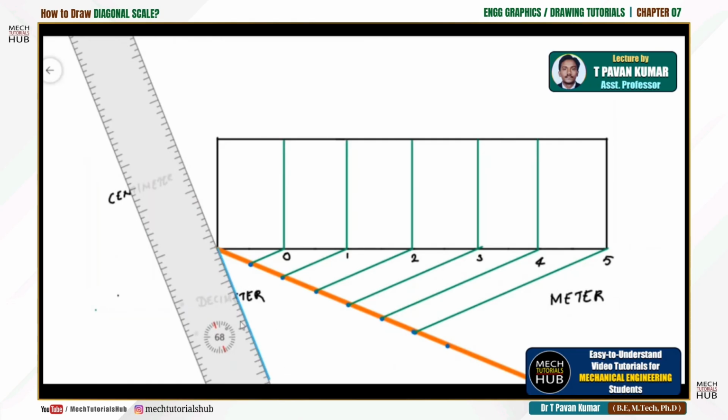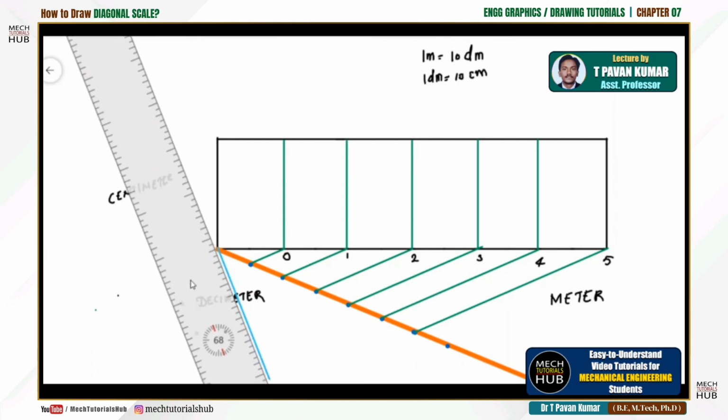into 10 parts, because 1 meter is equal to 10 decimeters. Meter is the bigger one, the next lesser one is deci, next is centimeter. So 1 meter is equal to 10 decimeters. That I'll just make a note here. Similarly, we have to divide the first part into 10 divisions, and also the vertical line which I have considered as 5 centimeters, divide into 10 parts. Here that vertical also into 10 parts to read centimeters.